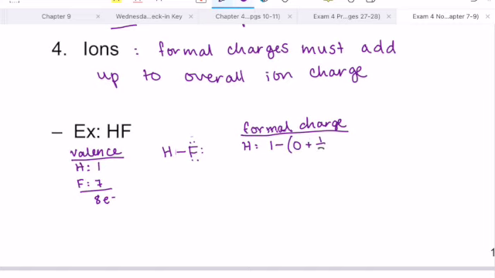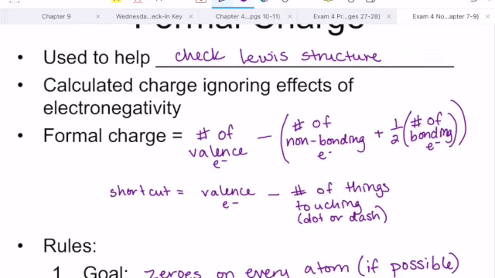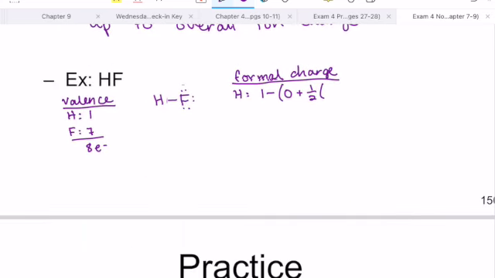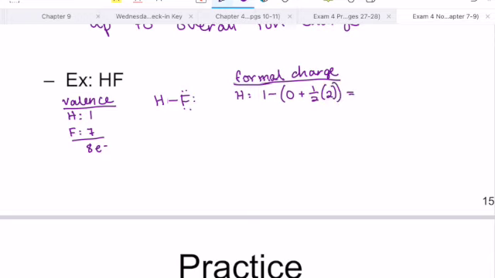And then plus 1/2 of the number of bonding electrons. How many electrons are in this bond here? 2, okay? So we'll put 2 in parentheses. What is 1 minus 1/2 of 2? 0. So we're good with that. Let's put a little check because we're happy with that.